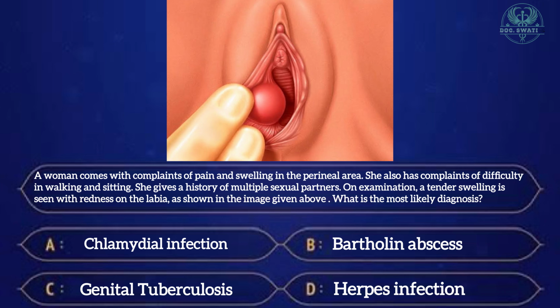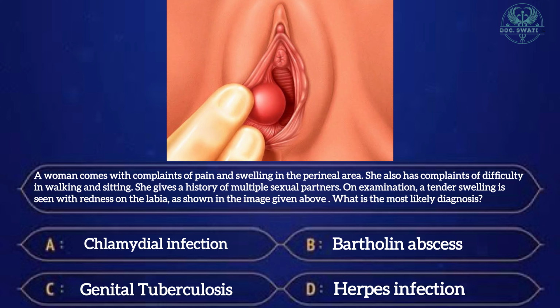So let's begin our today's discussion with solving this MCQ. A woman comes with complaints of pain and swelling in the perineal area. She also has complaints of difficulty in walking and sitting. She gives a history of multiple sexual partners. On examination, a tender swelling is seen with redness on the labia as shown in the image given above. What is the most likely diagnosis?